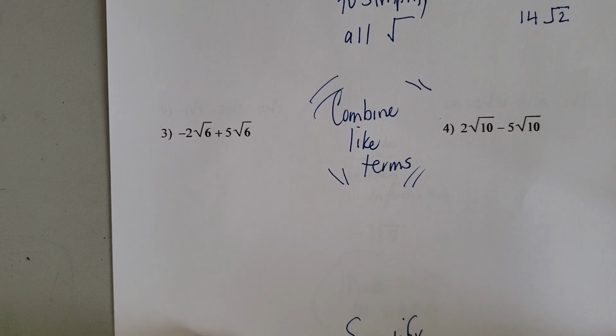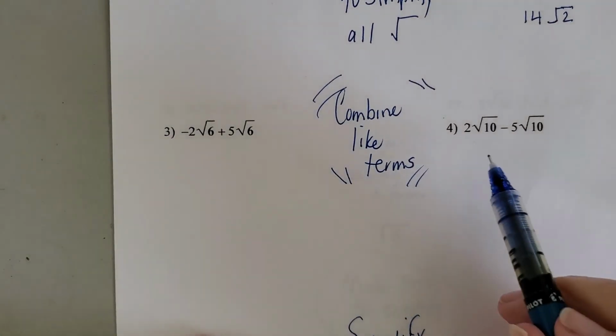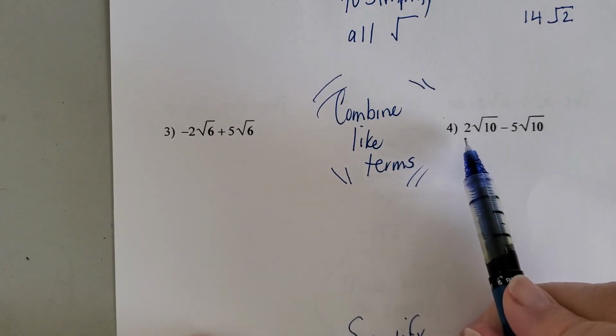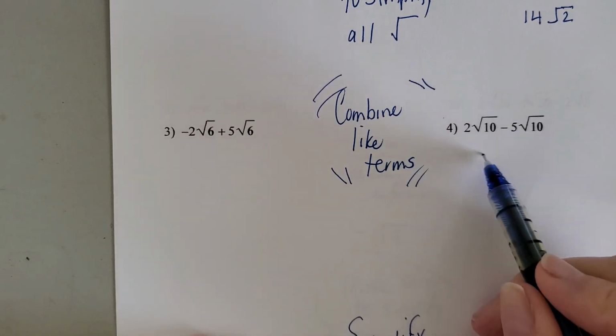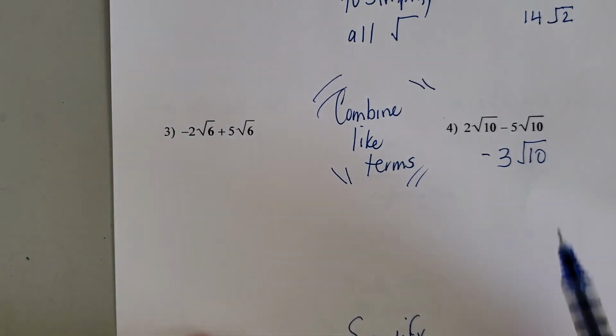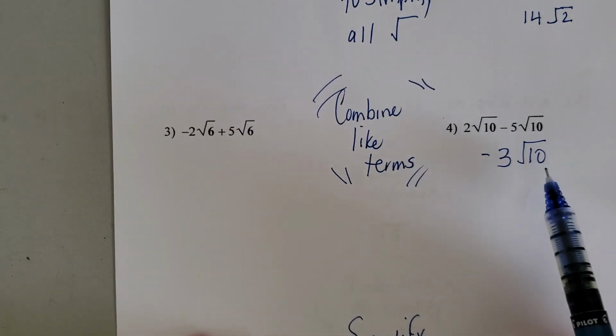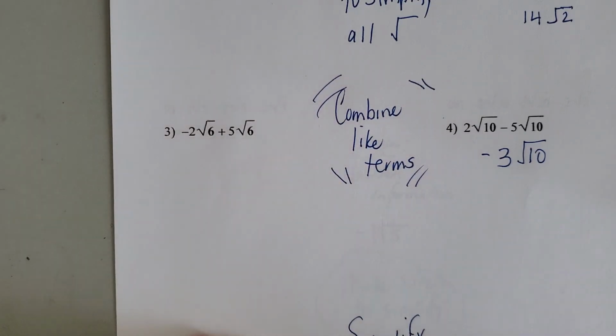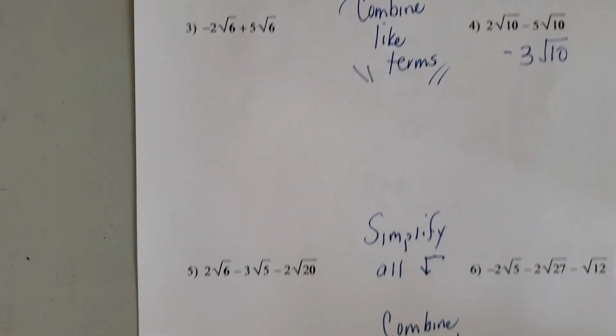So let's look at another problem. These are both radical 10's. So I can combine them. I have a 2 minus 5, which is negative 3 radical 10, and I have to check to make sure. Can I simplify the square root of 10? Can I factor it using a perfect square? And I can't. I can factor it, 5 and 2, but neither of those is a perfect square, so that's not helpful. Okay.